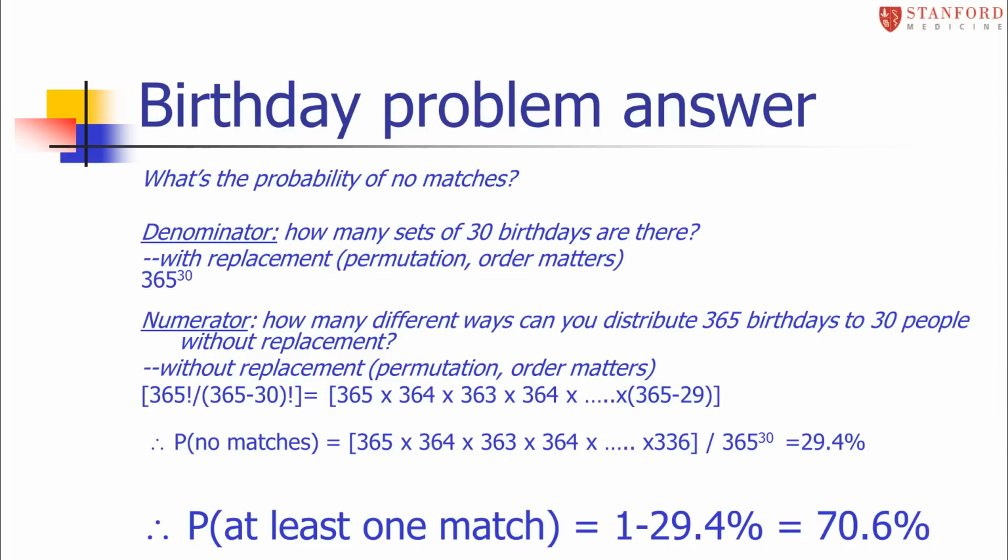And for most people, that 70% is surprisingly high. They're really surprised to hear that in a class of just 30 people, there's a 70% chance that 2 people are going to share a birthday.